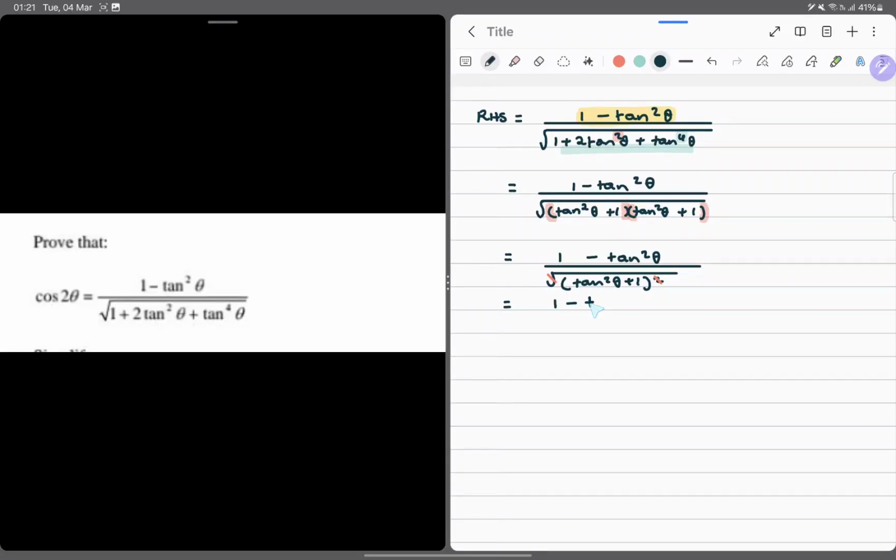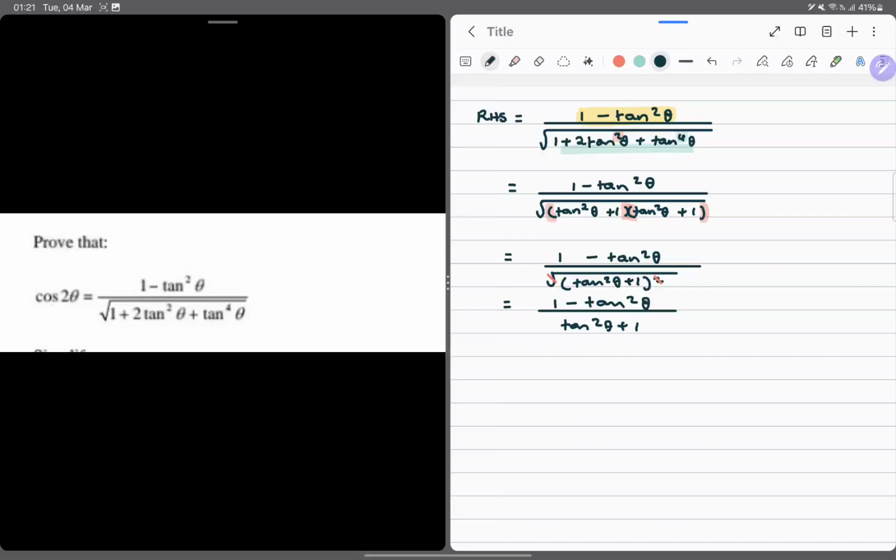So we've got 1 minus tan squared theta divided by tan squared theta plus 1. Even if we try to factorize by taking out the highest common factor, which is a negative, this becomes tan squared theta minus 1. So these ones are never going to look alike. That's a difference of two squares, but we don't need to factorize because we cannot factorize that denominator.